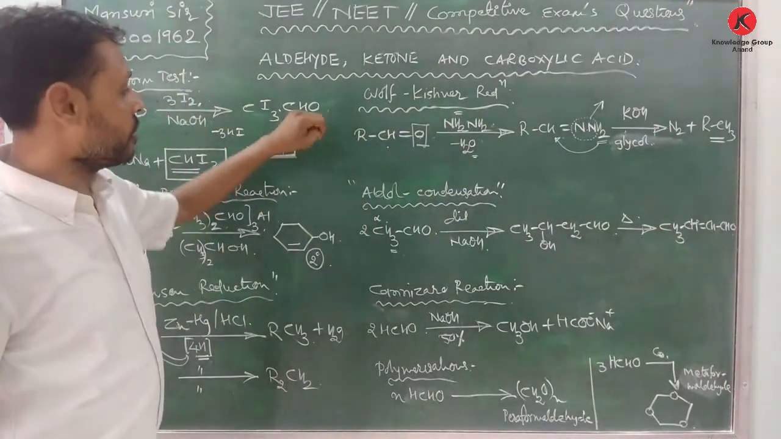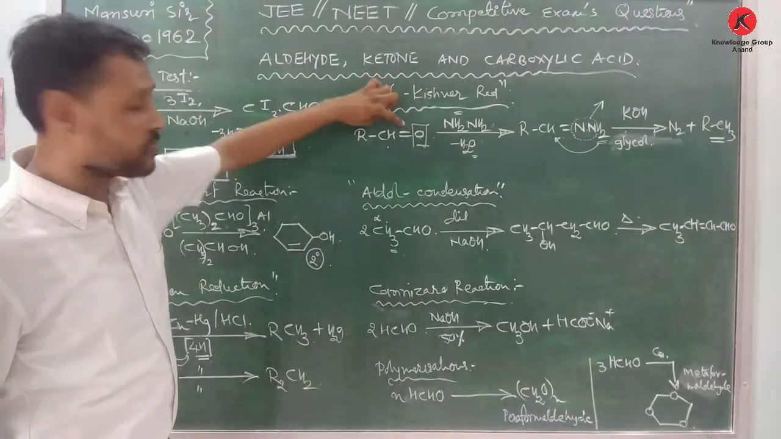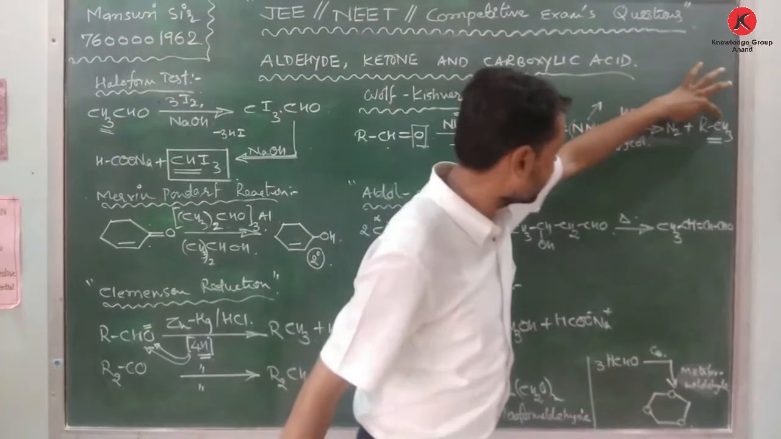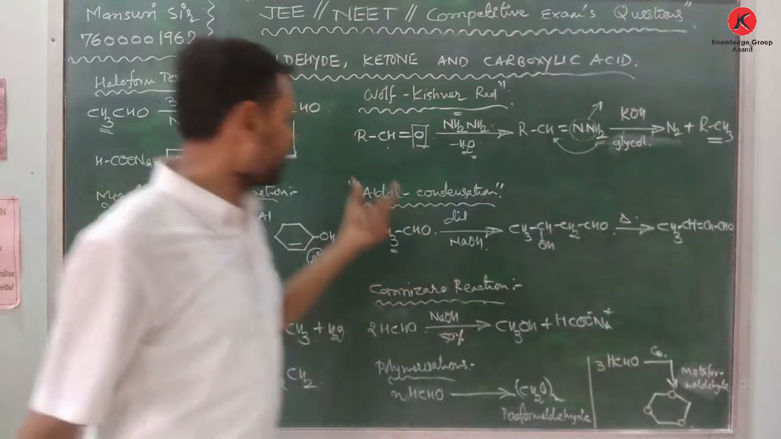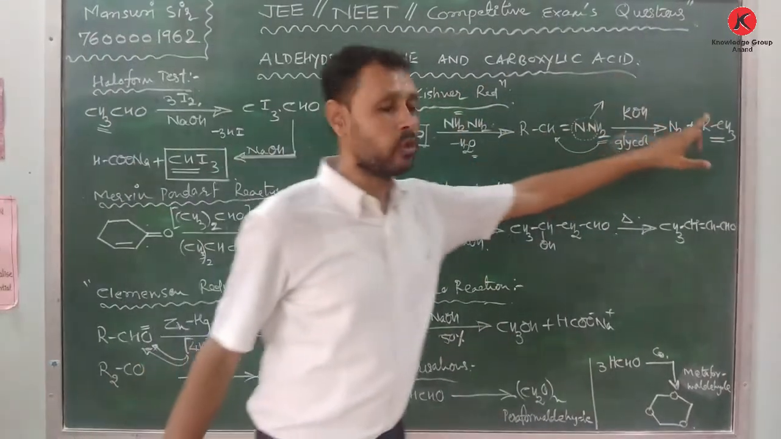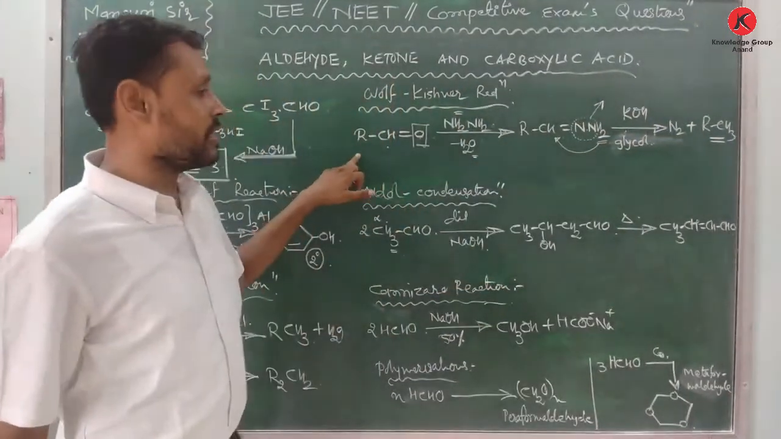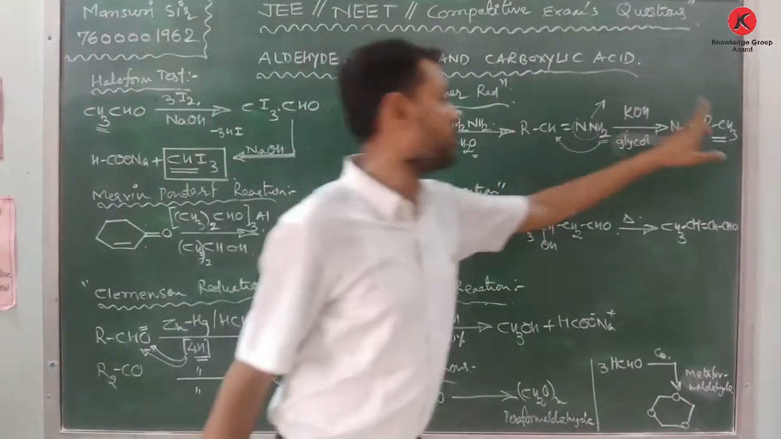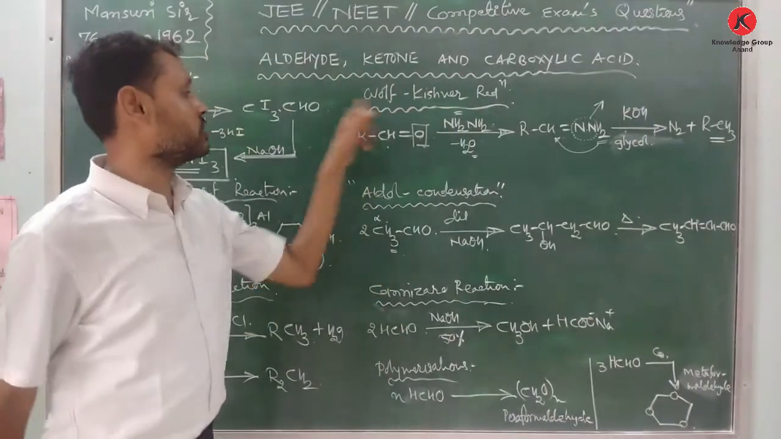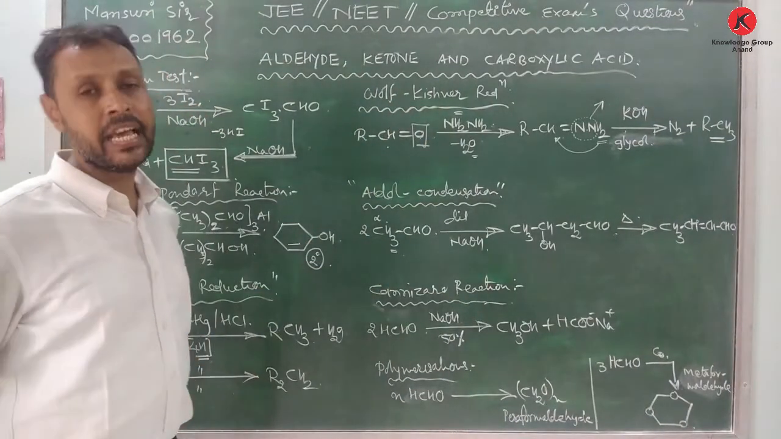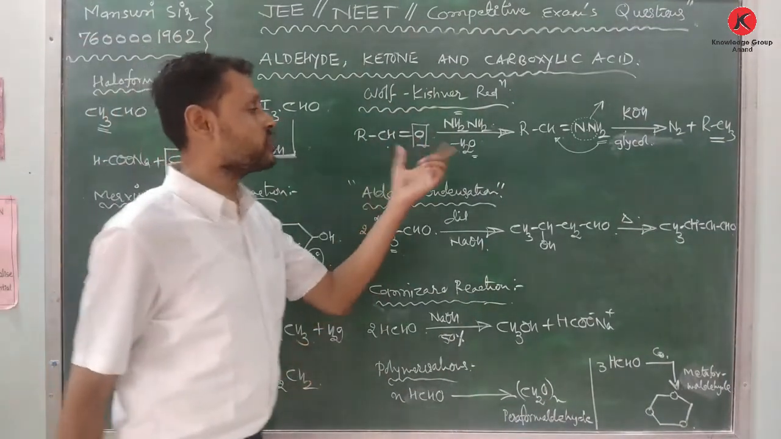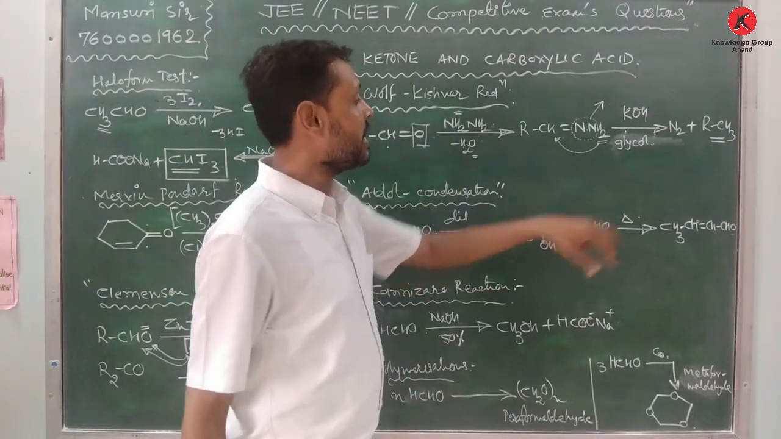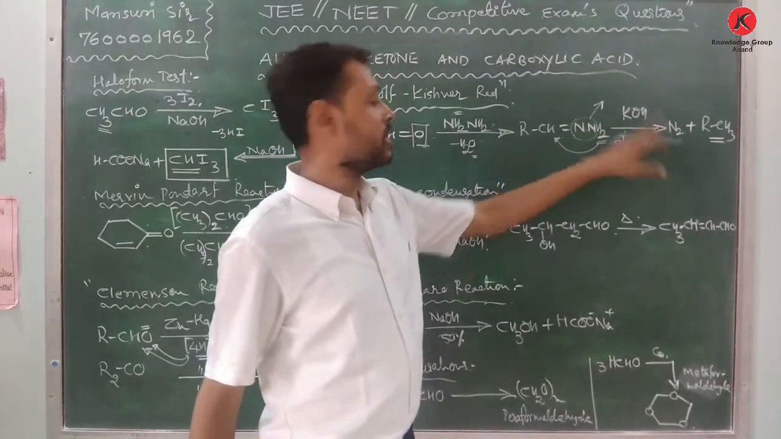So whenever you are using CH3CHO, CH3CH3 ethane should be formed. If ethanal is given, ethane is obtained. If propanal is given, propane is obtained. If butanal is given, butane is obtained. So this reaction is known as Wolff-Kishner reaction. In Wolff-Kishner reaction, which were the reagents? NH2NH2, that means hydrazine, and KOH plus glycol, these are the reagents.